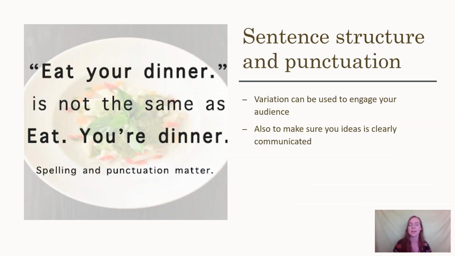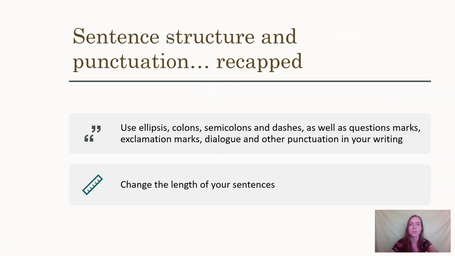Variations used to engage your audience. Okay, make sure you're communicating clearly. Use your punctuation properly. Finally, the use of ellipses, colons, semicolons, dashes, question marks, exclamation marks, dialogue, and other punctuation, it's all used to make your writing interesting. Okay, change the length of your sentences, make your audience engaged.